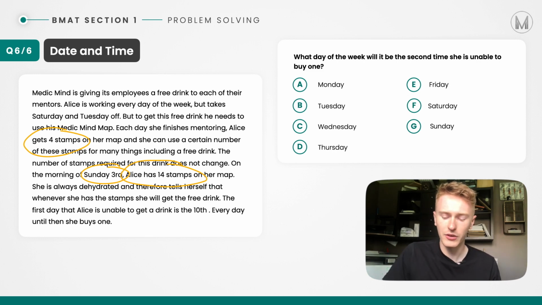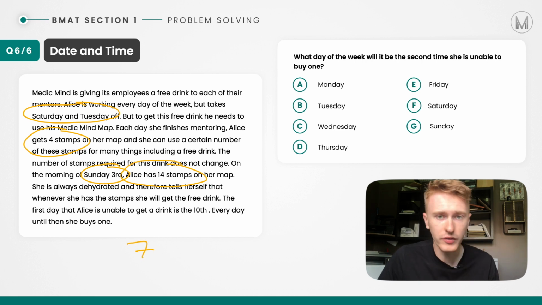Other key bits of information that we're told is that she works every day of the week apart from Saturday and Tuesday. So, working that through. On Sunday the 3rd, and we know that she's unable to get a drink on the 10th. That's a total of 7 days. But it's not 7 days for Alice because remember she doesn't work on Tuesdays or Saturdays. So actually this we can erase out and actually she's dealing with 5 days.